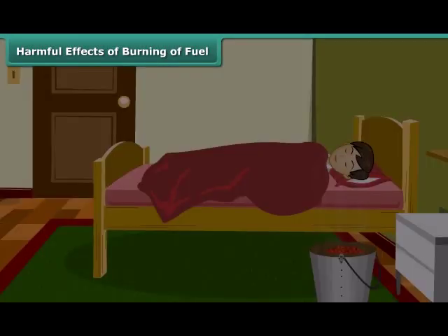It is advised never to sleep in a closed room with burning coal fire in it, as the combustion of coal will be incomplete due to less oxygen. The resulting poisonous carbon monoxide gas will be released, which can kill persons sleeping in that room.